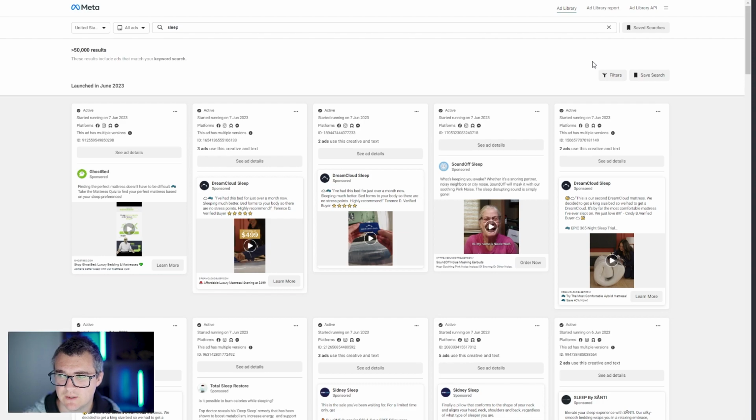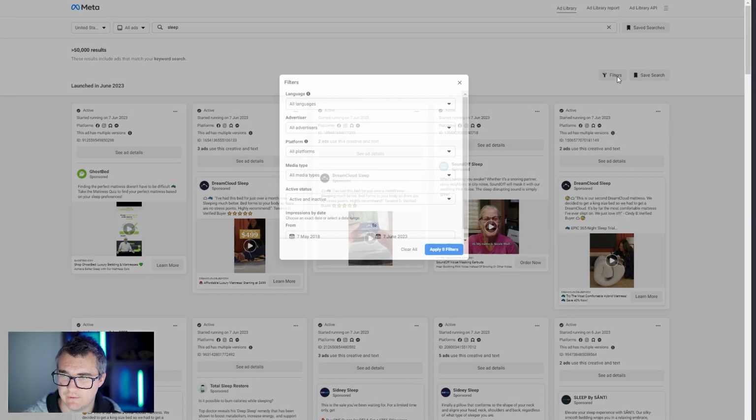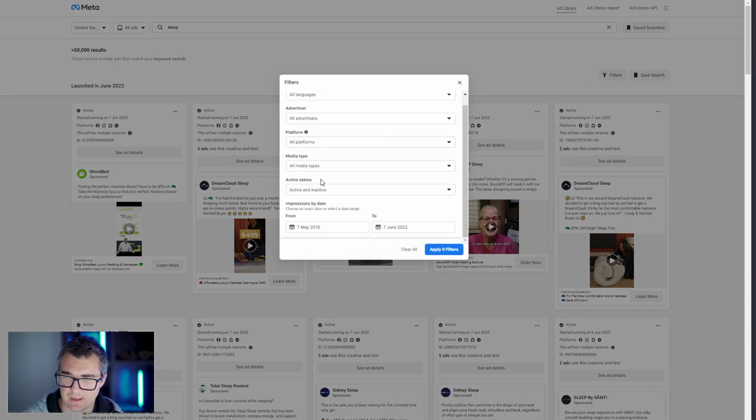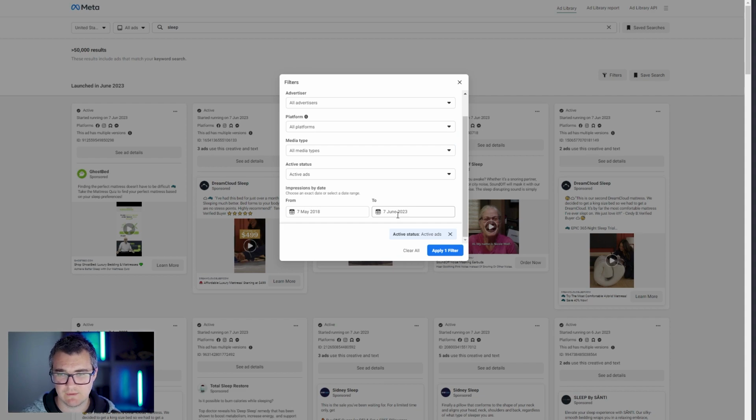Now, we discussed those two filters. There were 2, remember? The first one was it has to be active. So if we click filters, active status right here, active, and remember the 2nd was the difference, the span. So if we're sitting at the 7th of June right now. Actually, where I am, it's the 8th of June, but the system hasn't updated. So the 7th of June.